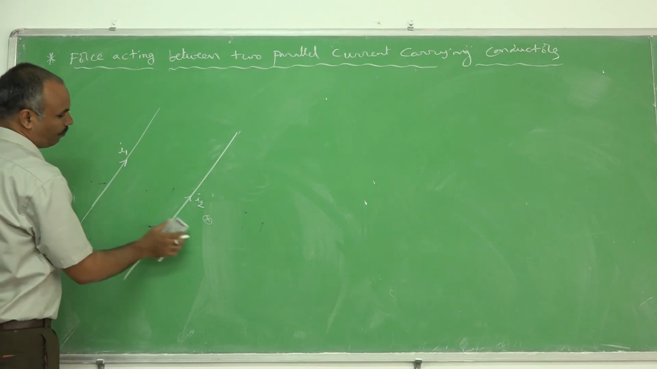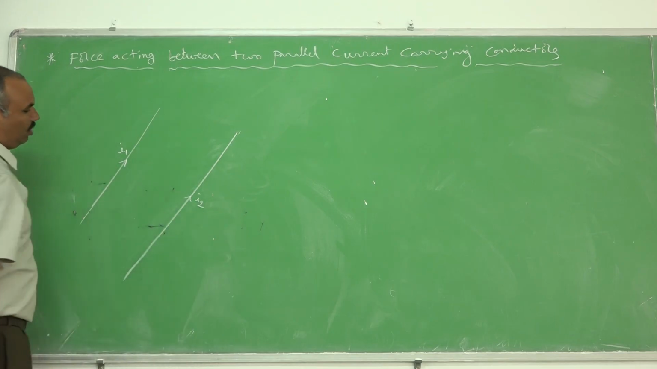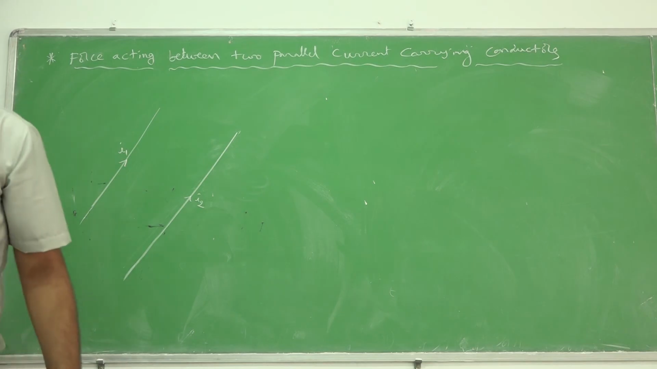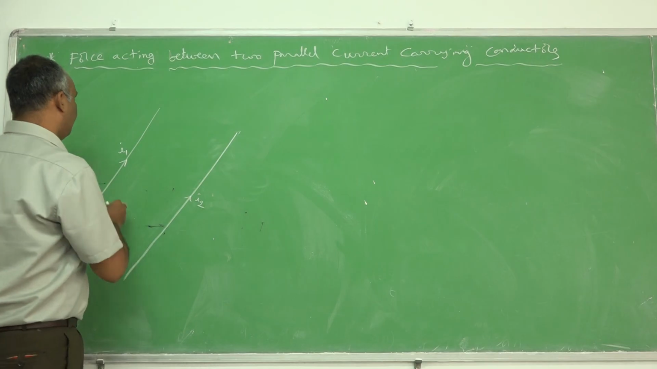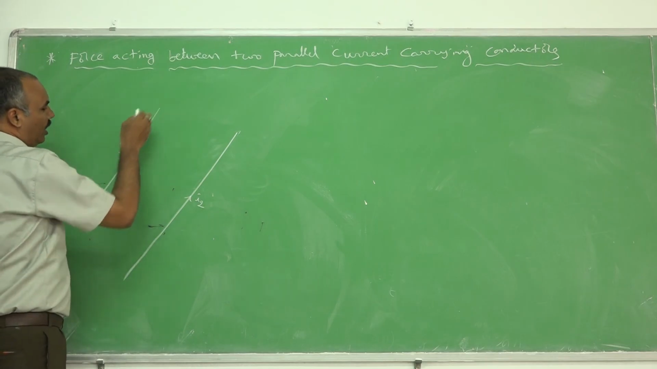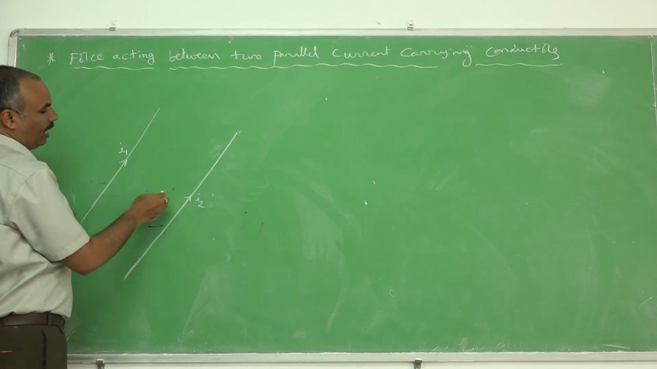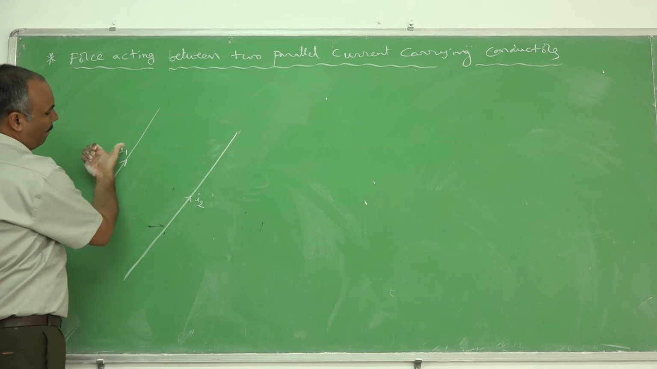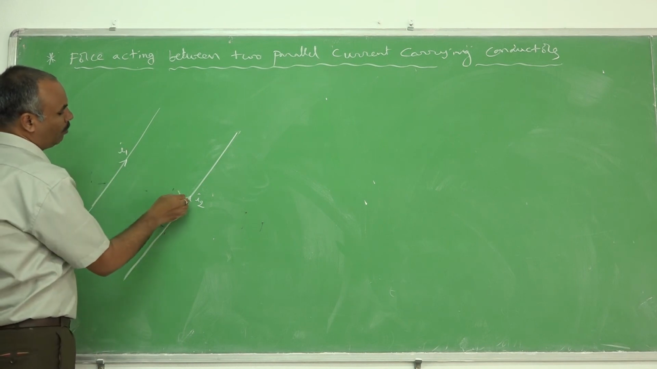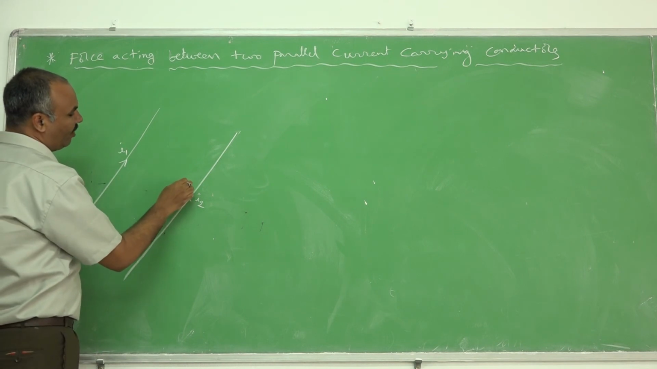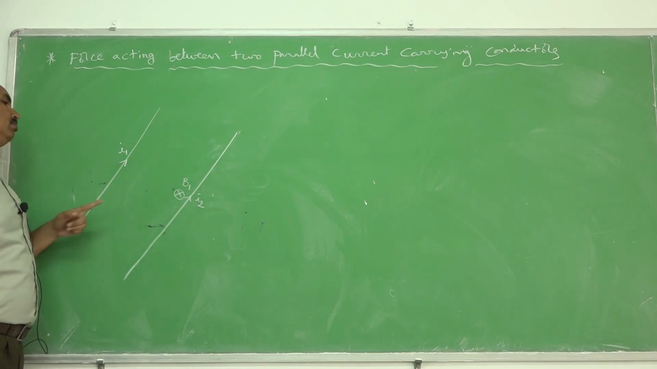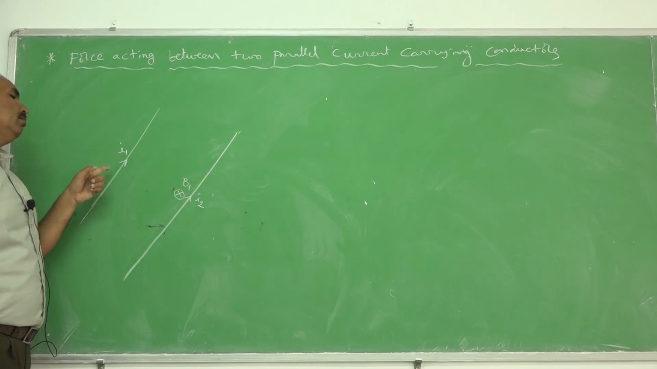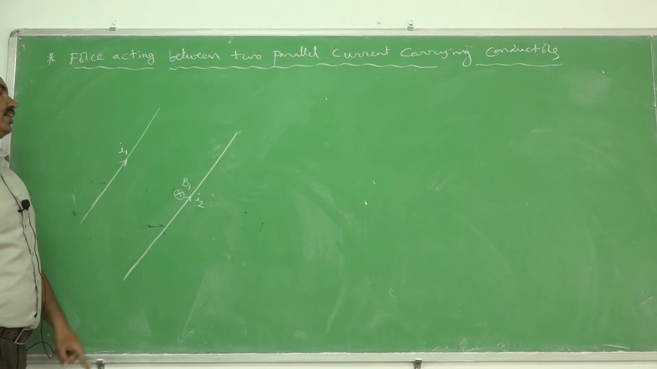Now, first of all, if you observe, the current is going like this. Because of this current, some magnetic field got developed here. In which direction? Into the paper. Magnetic field developed here, B1, is into the paper. This is the magnetic field developed by the passage of current in the first conductor.